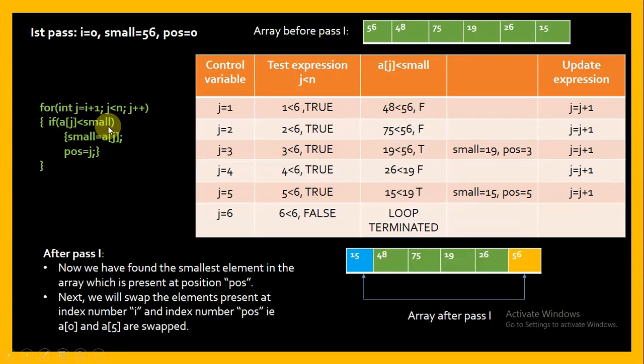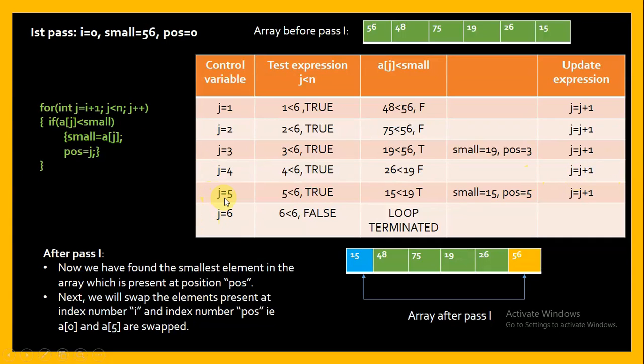When the condition is true, we store the value of this element in the variable small. Now small will become 19. From next onwards we will refer to small by the value 19, and pos will contain 3. Now again j will be incremented. j will become 4. Now 4 is less than 6. The condition is true. At the fifth position, 26 is present. So 26 is less than 19? This is false, so nothing will happen and j will simply be incremented.